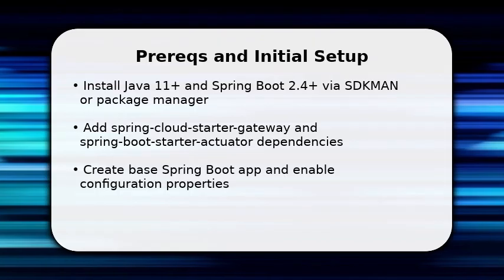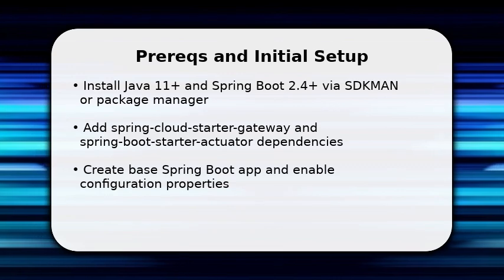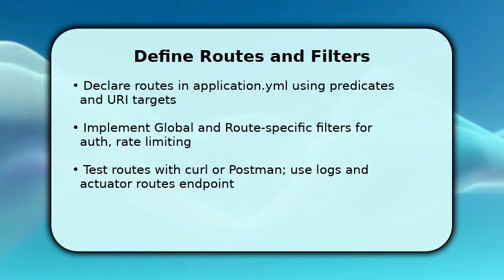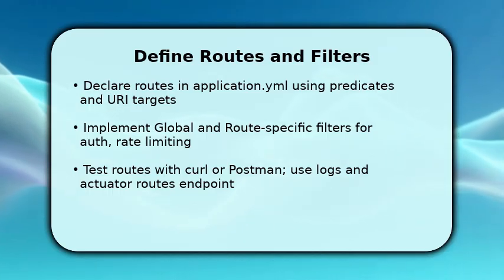Now run the app locally to confirm Spring Boot boots and the gateway bean is created. That verifies the environment before routing work. Next, you implement routing and filtering. In application.yml, declare route ID, predicates path, host, and target URIs so the gateway forwards correctly.